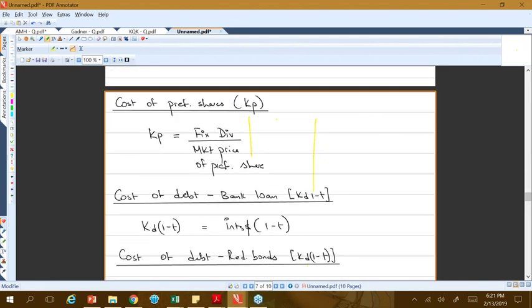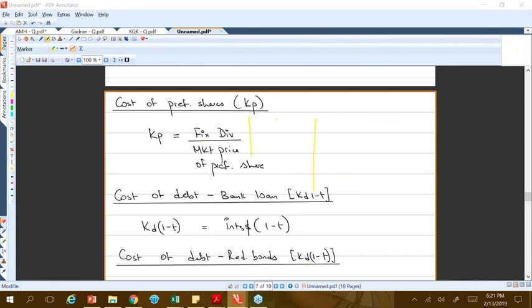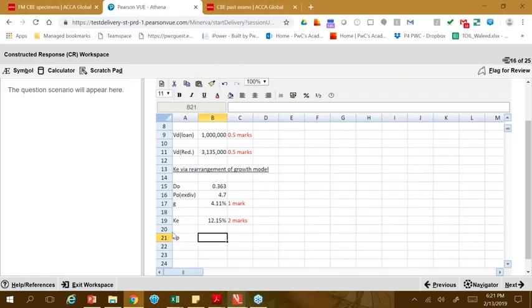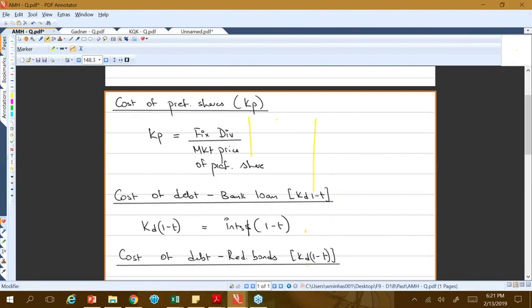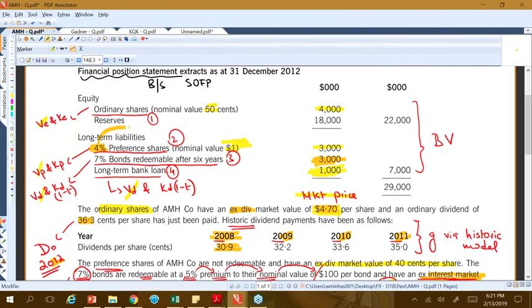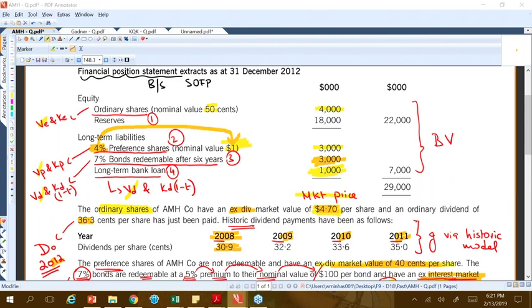So the cost of preference shares is simple, fixed dividend over the market price of preference shares. Let's get that out of the way. So KP is fixed dividend over the market price of preferred shares. So what is the fixed dividend here? Well, the fixed dividend here is basically the 4%, so 4% on a nominal value of $1. And remember, the market price of these preferred shares was 40 cents.